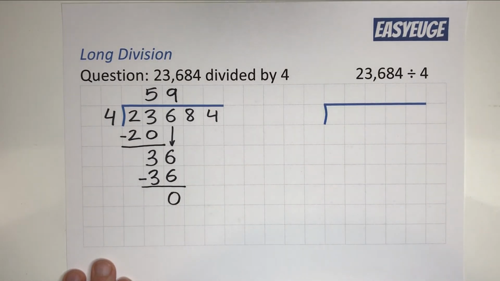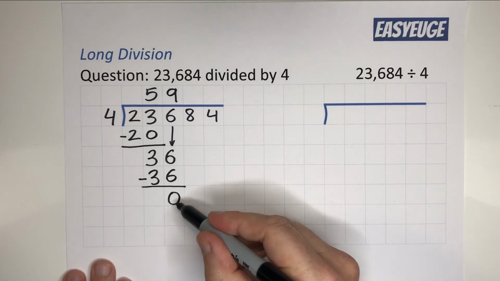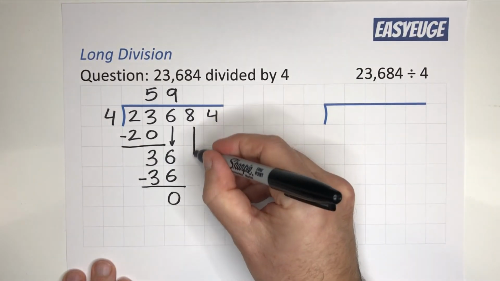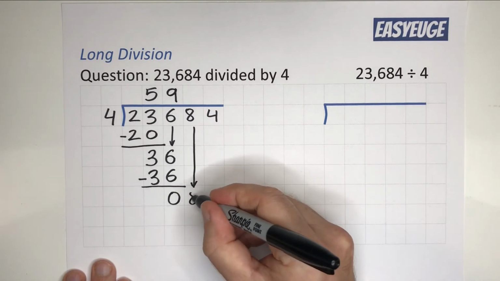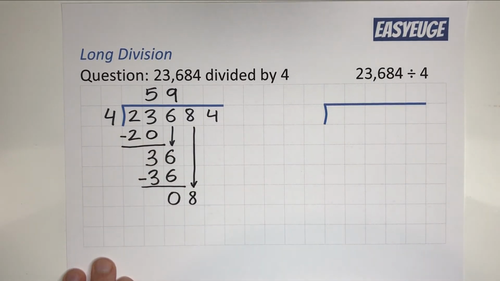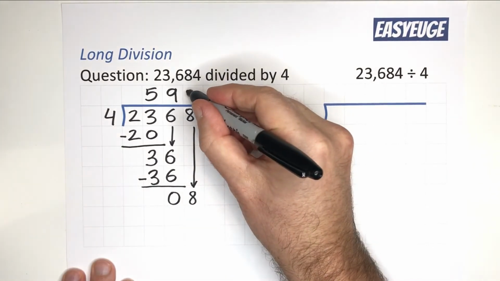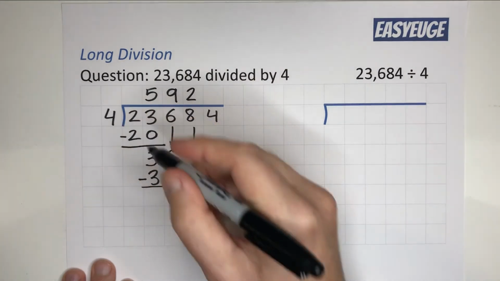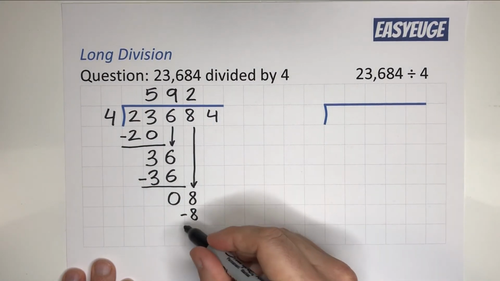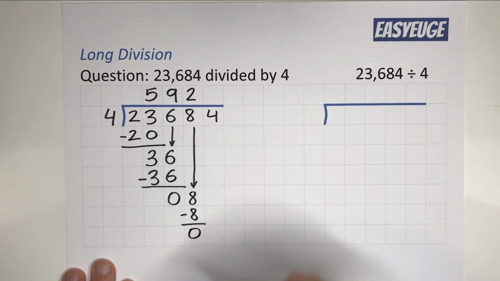Now, what we do with that 0 is we bring the next number down, which is 8. Okay. How many times will the number 4 go into the number 8? And the answer is 2. 2 4s are 8. 8 take away 8 is 0. So we have a remainder of 0.